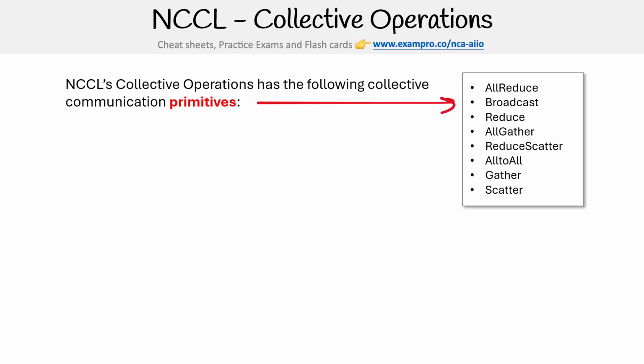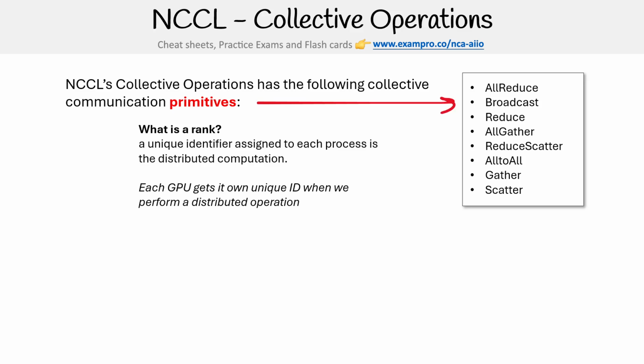And so we have all reduce, broadcast, reduce, all gather, reduce scatter, all to all, gather, and scatter. So what is a rank? It is a unique identifier assigned to each process that's in distributed computation. So each GPU gets its own unique ID when we perform a distributed operation. If you remember what NCCL does, it allows you to do things over the network, distributed across GPUs. So you have GPU to GPU communication, but this is for over Ethernet or over to another rack, right?